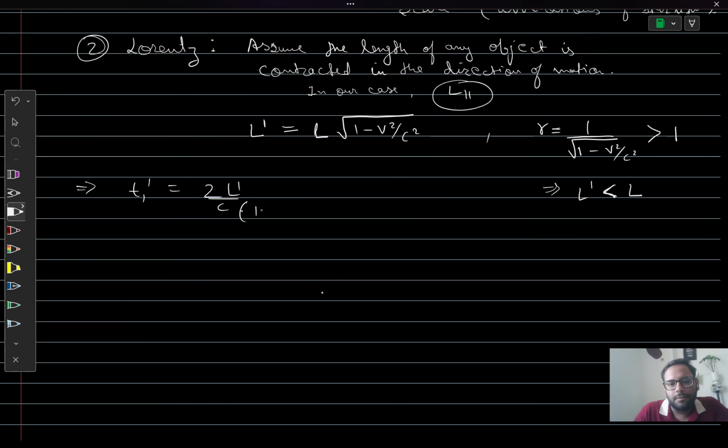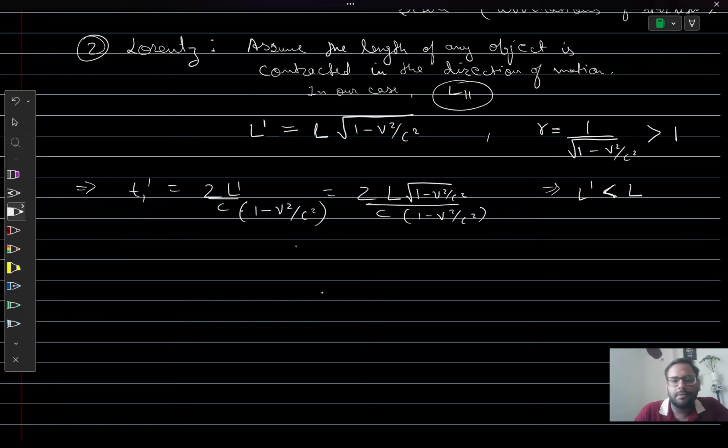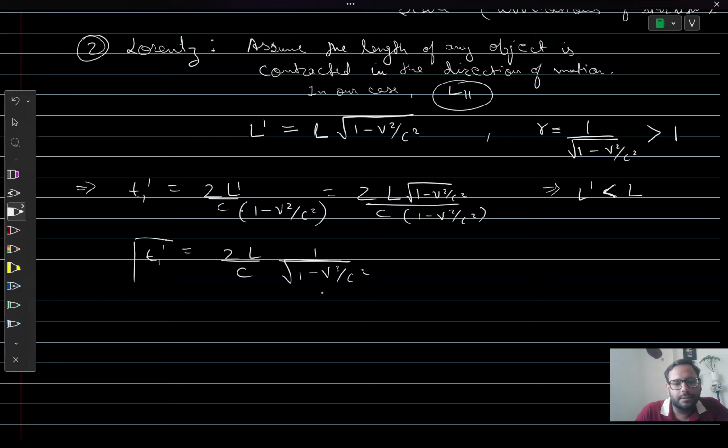Okay, and you will find that this will be equal to 2L by C times 1 minus V squared by C squared. Right? Okay, so it's my third equation.